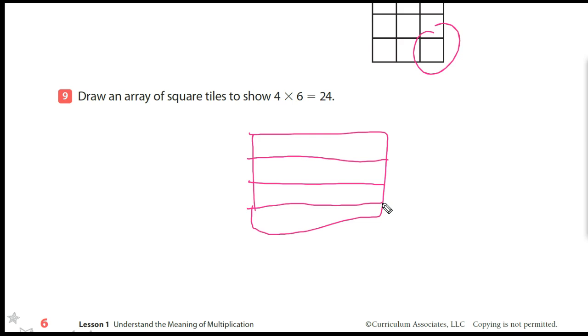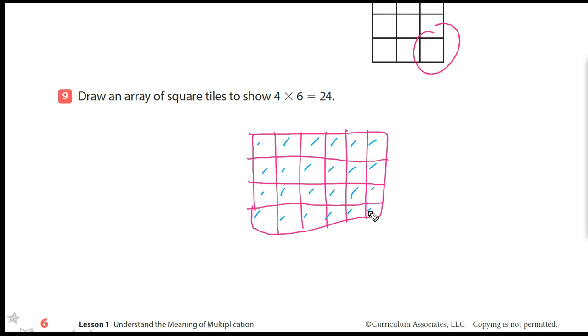Okay. Now I need how many in each row? 6. So I'm going to draw 5 lines to make 6. 1, 2, 3, 4, 5. And then look. 1, 2, 3, 4, 5, 6, 7, 8, 9, 10, 11, 12, 13, 14, 15, 16, 17, 18, 19, 20, 21, 22, 23, 24. That's what your array should look like.